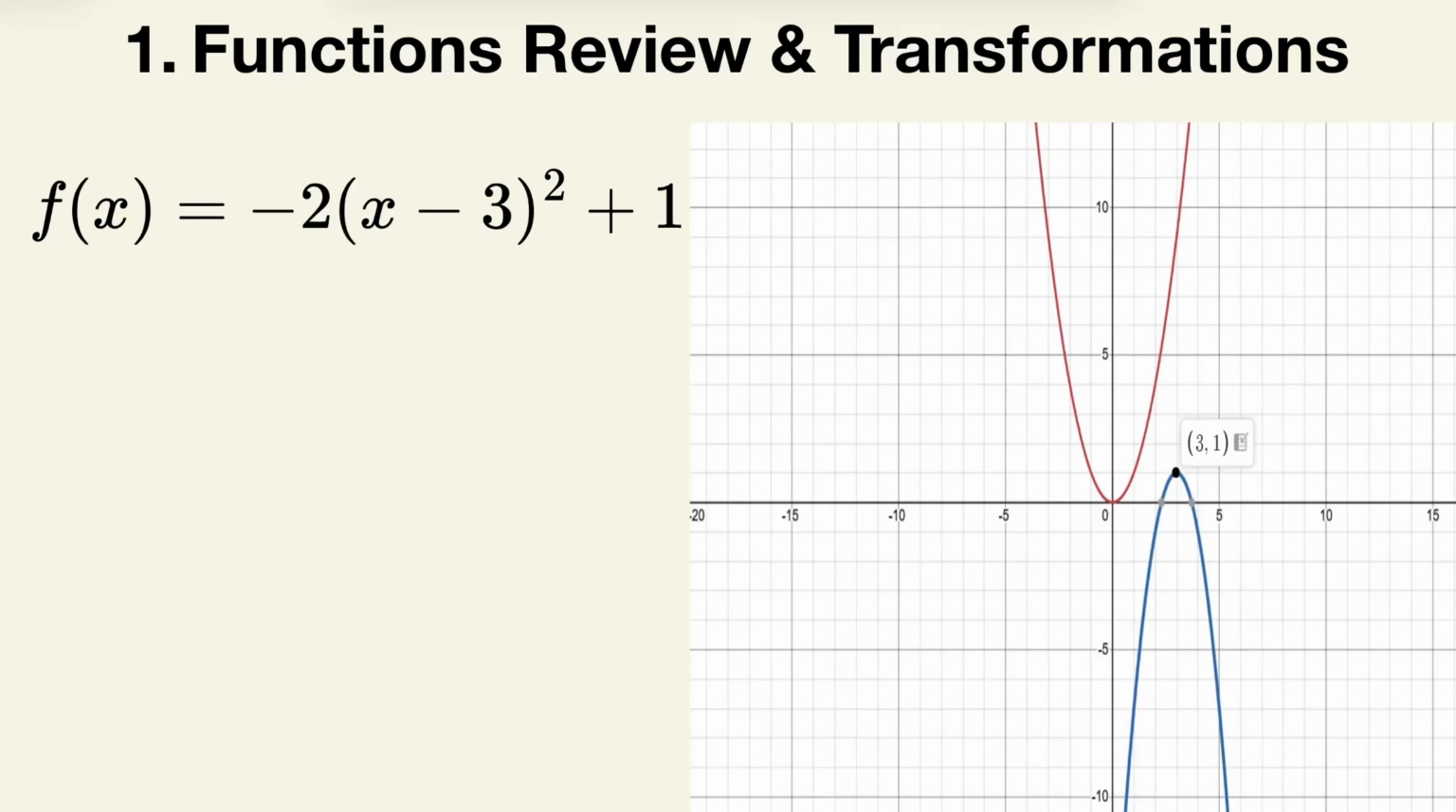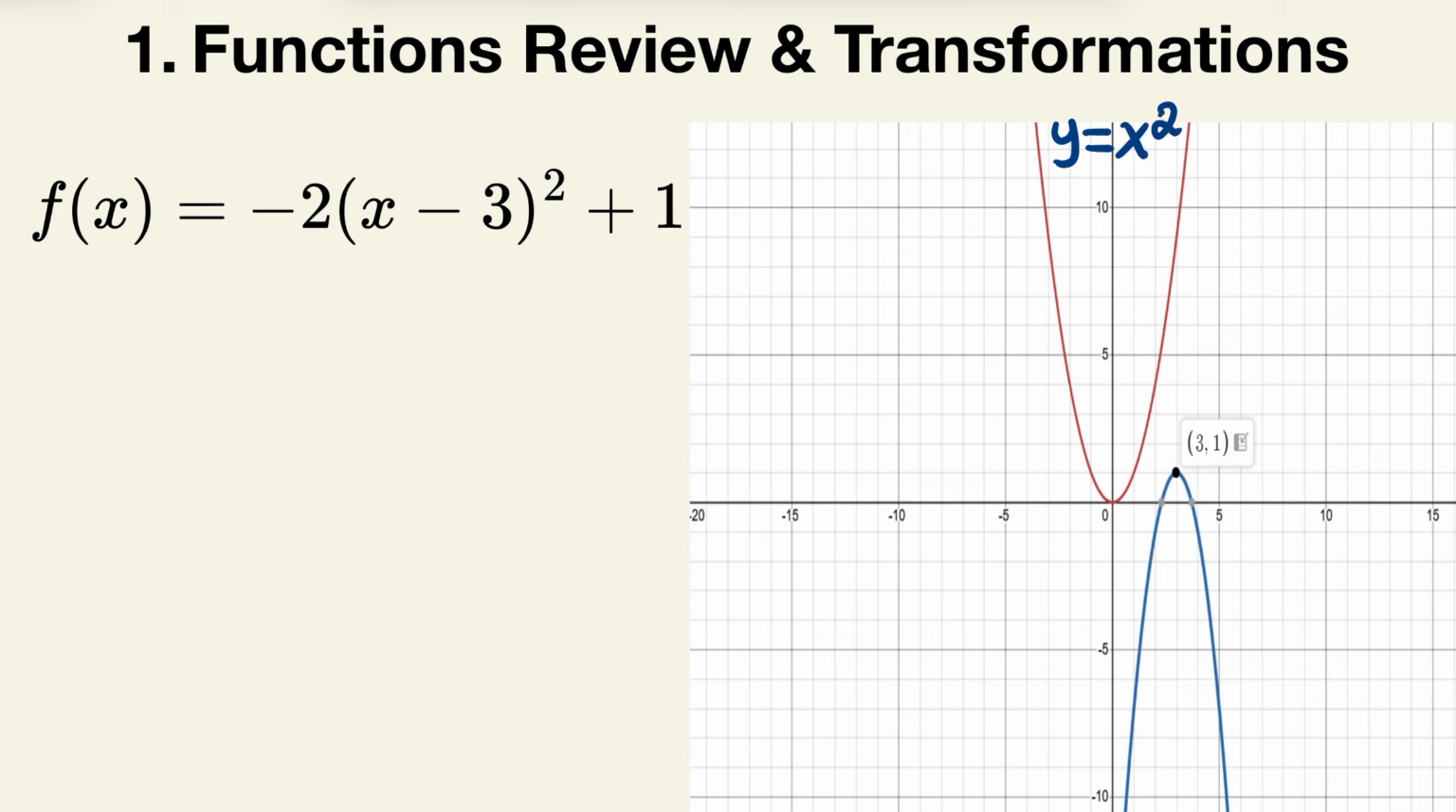Here is a problem on functions, review, and transformations. So we have this equation, f of x equals negative 2 times the quantity x minus 3 squared plus 1. First, I identify the parent function. Because the expression is squared, the parent function is y equals x squared. So let me just go ahead and label that on this graph, and that is y equals x squared.